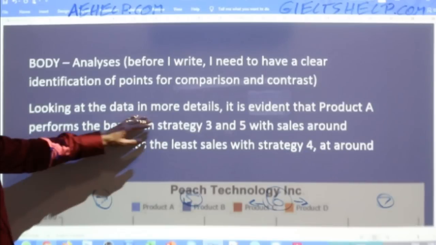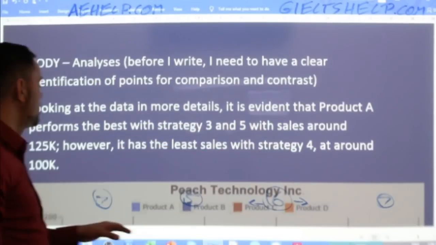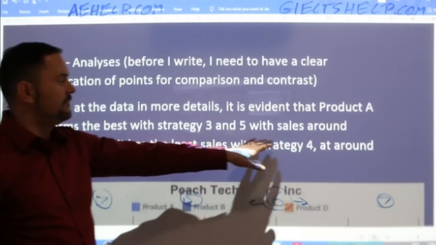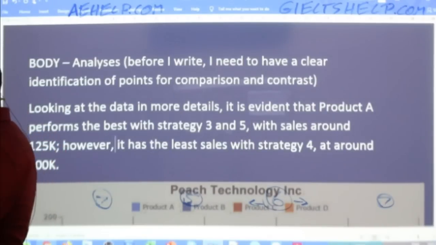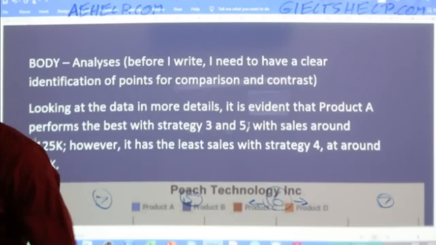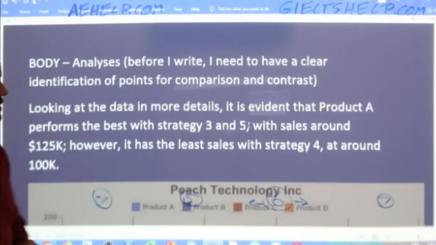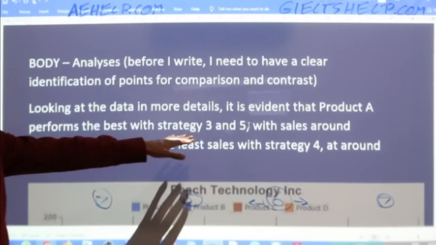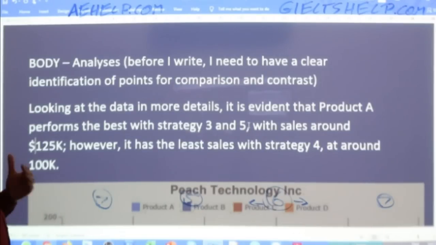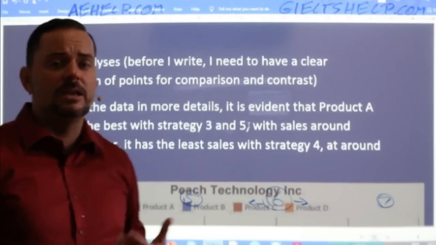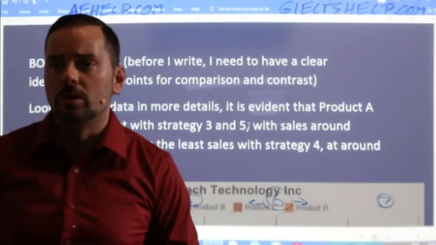So looking at the data in more details, it is evident that product A performs the best with strategy 3 and 5 with sales around 125,000. Now, if you want to be really fancy, you can, of course, add in your dollar sign as well. However, it has the least sales with strategy 4 at around 100K. Now, I don't need to write about strategy 1 and 2 because it's clear for the reader and the audience that that means that strategy 1 and 2 is somewhere between 100 and 125K. So, product A performs fairly well overall in all of these strategies, okay?